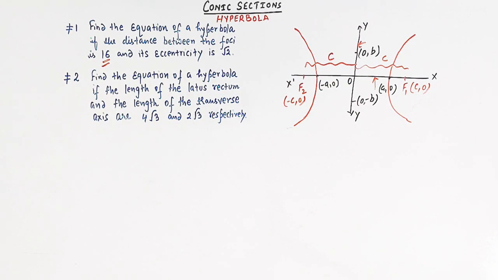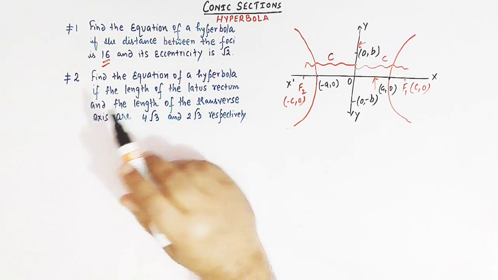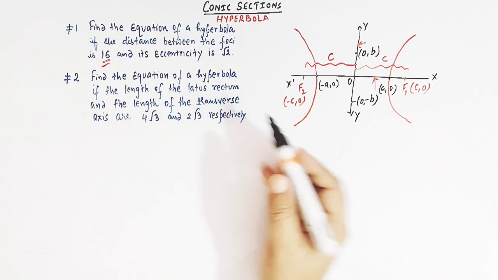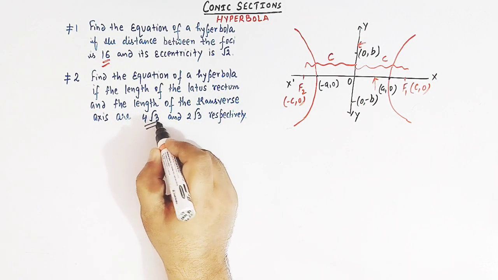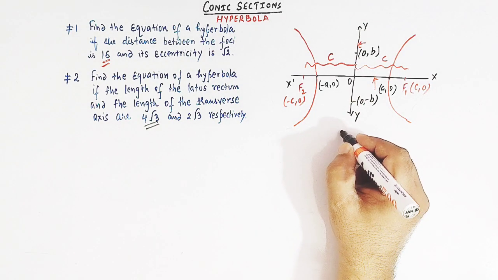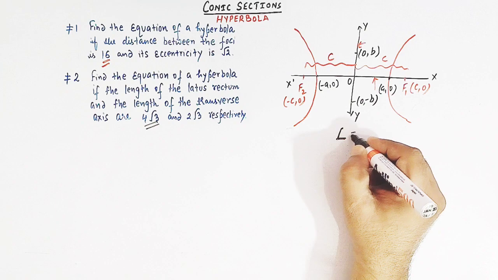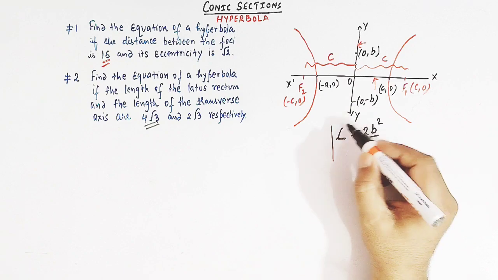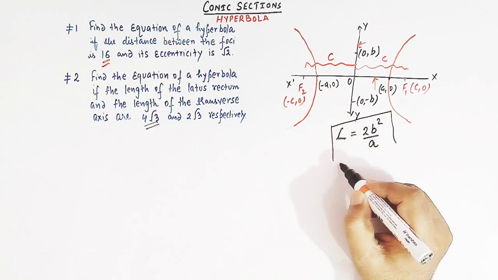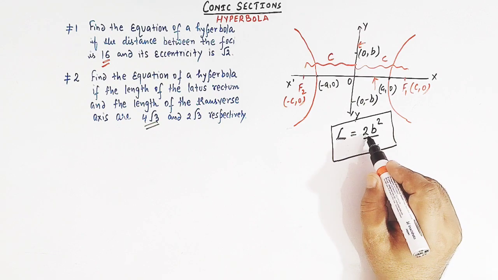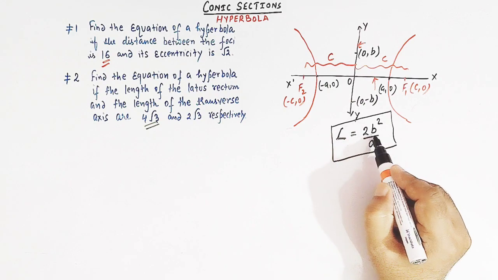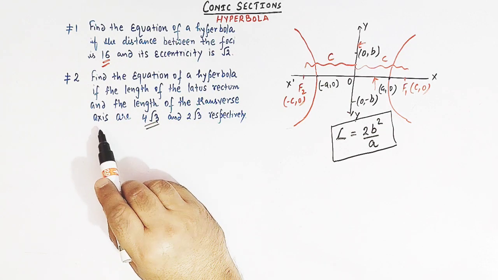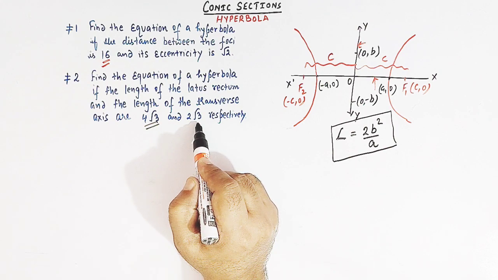So now let us consider the second problem. So here again we have to find the equation of the hyperbola. The length of the latus rectum is given as 4 times square root of 3, right? Now see, the latus rectum L is given by 2b square over a, right? So the formula for finding out the length of the latus rectum is L is equal to 2b square over a, right? And the length of the transverse axis is 2 root 3, right?